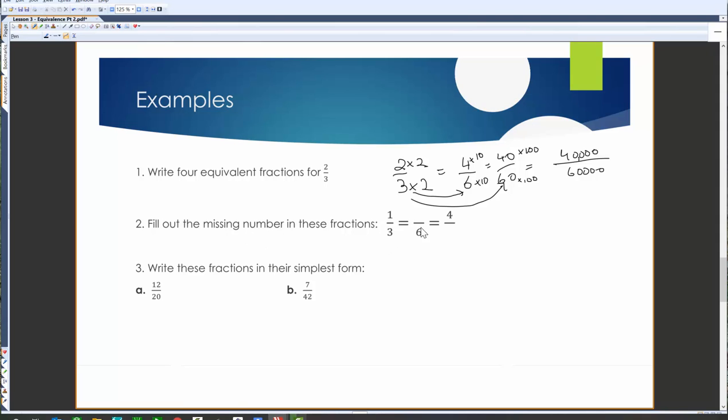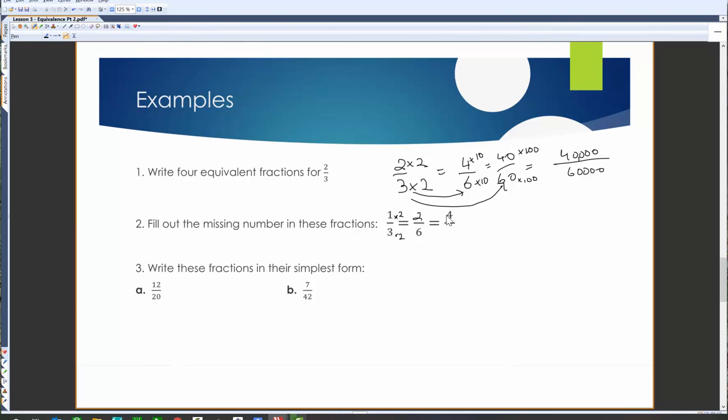So 1/3 is equal to something sixth. So it's the same fraction, but instead of 3 parts, it's 6 parts. I'm going to do that by multiplying by 2. 1 times 2 is 2. So 2/6 is exactly the same as 1/3.